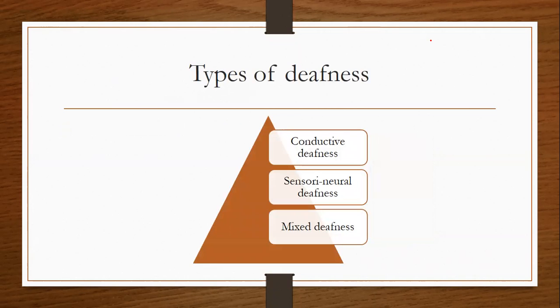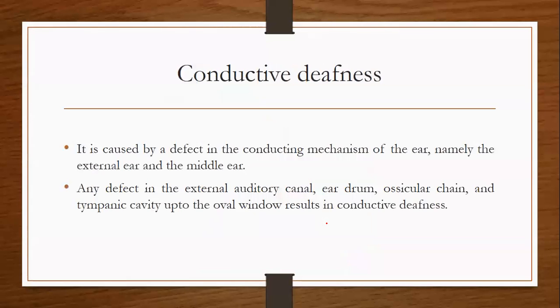So, the types of deafness. Deafness is divided into three forms, namely conductive deafness, sensory-neural deafness, and mixed deafness. First is conductive deafness. From the name itself, we get an idea that there will be impairment in the conduction of sound waves.